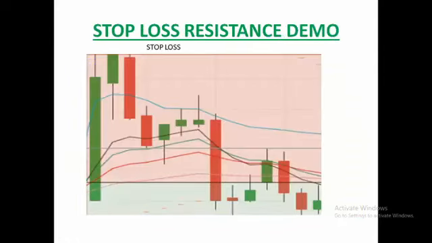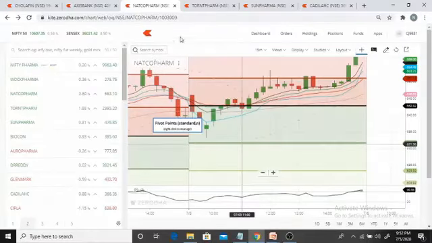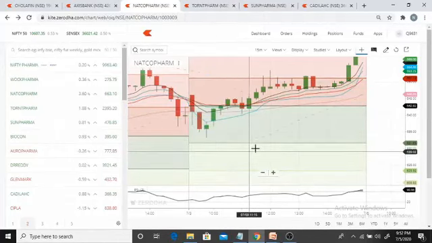Let us look at that from the diagram. Can you see here? This is resistance, and it's a pure red candle. Our conditions got satisfied, right? So you can place a sell order here, and the stop loss is at resistance. Remember this. Clear, right? So you can take a look at any example to verify this.